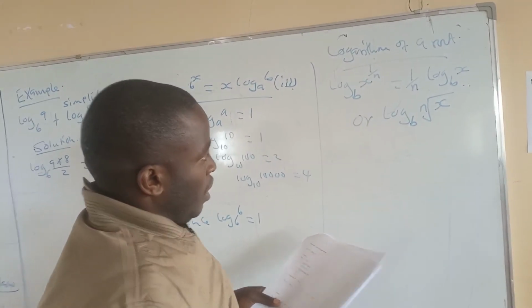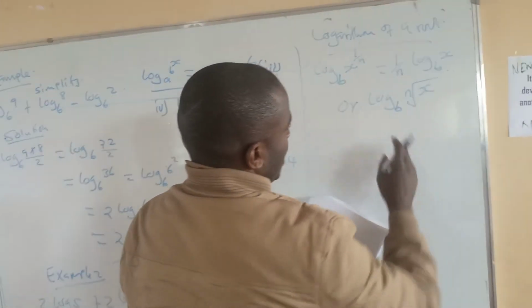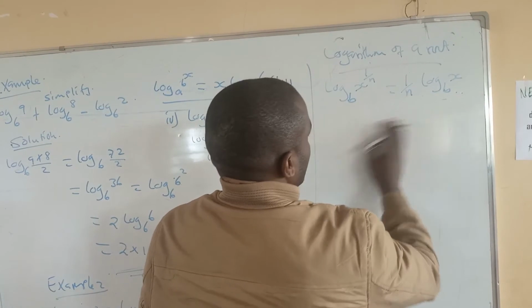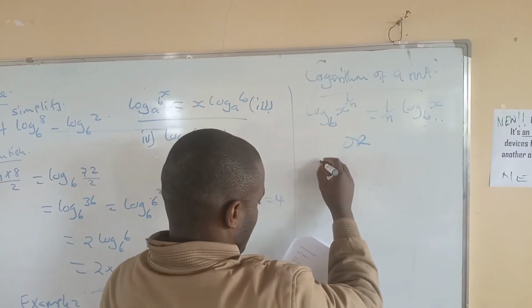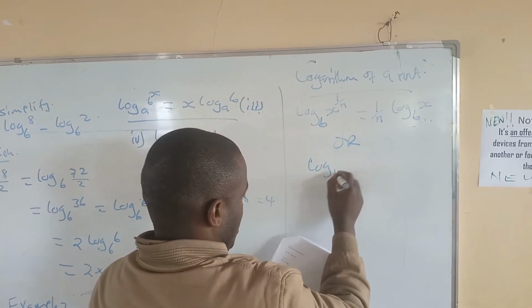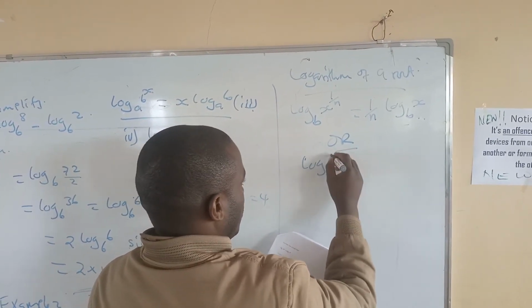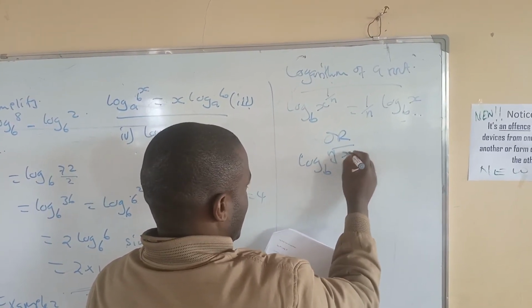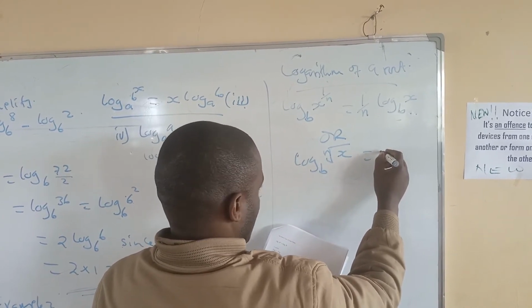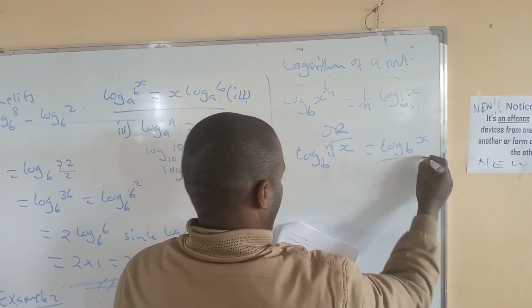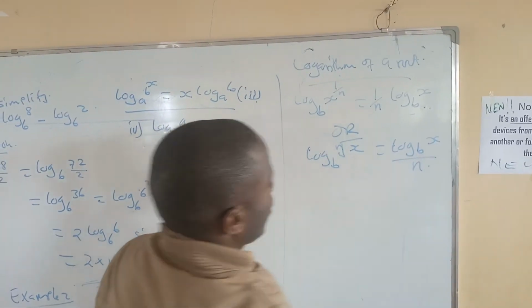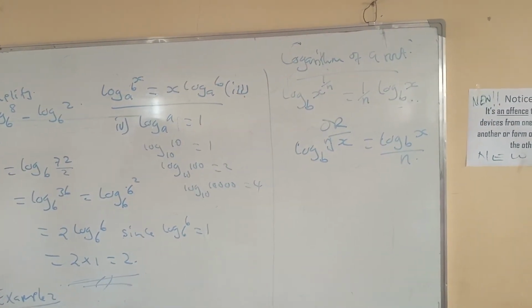That is only if we are given another root. If you are given log b of the nth root of x, this is equal to log base b of x all over n. So that is what it means.